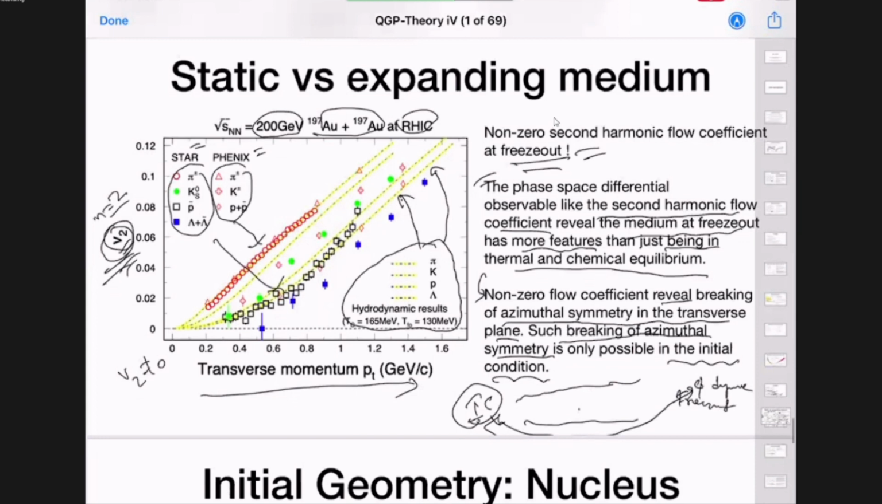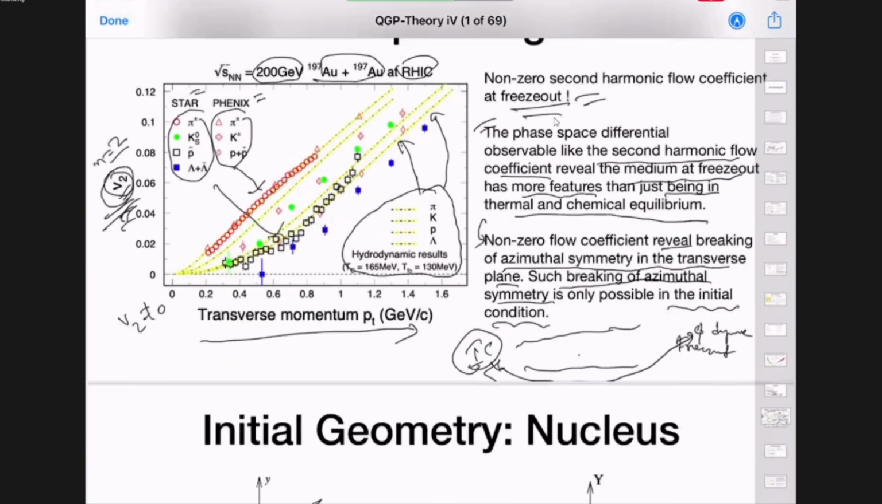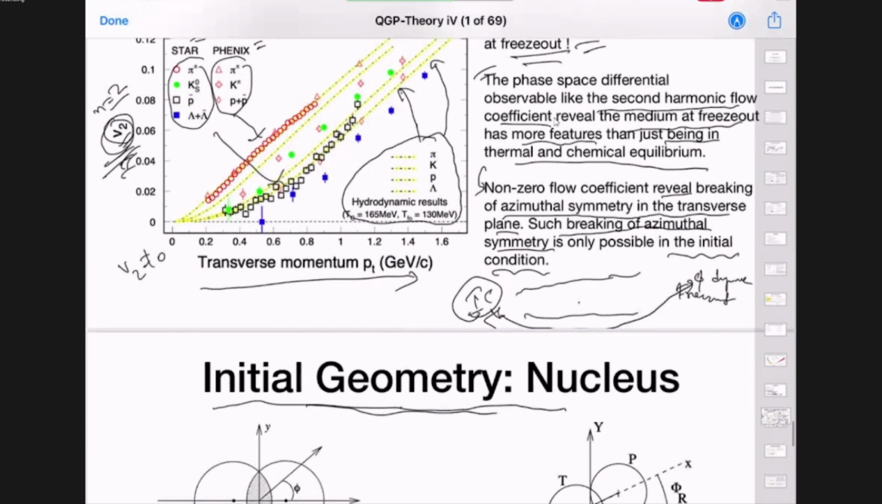So then what becomes important in this game is to understand these observables in the model. One has to now worry about or understand what sort of initial condition should be valid in these kind of collisions. What should be the initial geometry? For example, here we are talking of phi dependence, a geometrical feature. So what should be the initial geometry that one should take into account in such collisions, right?